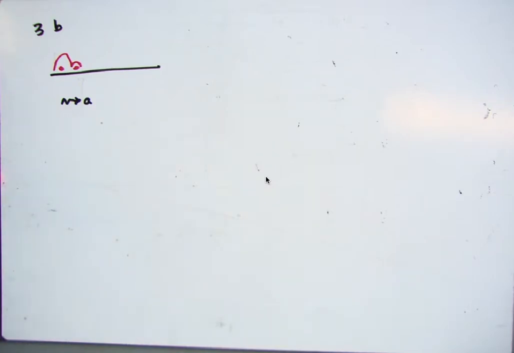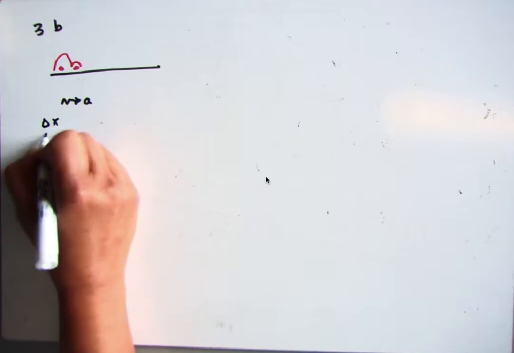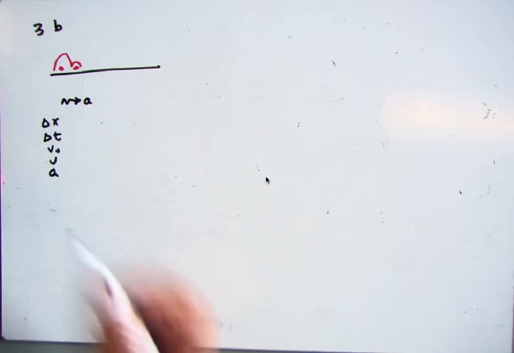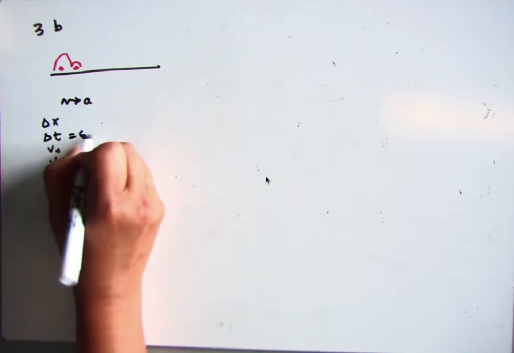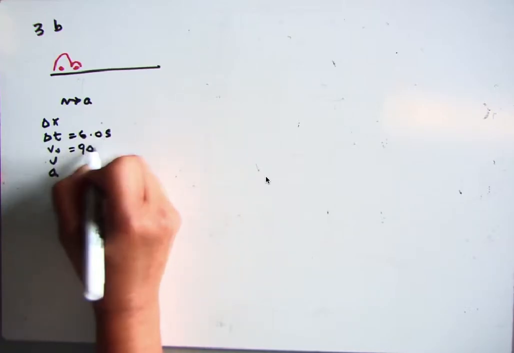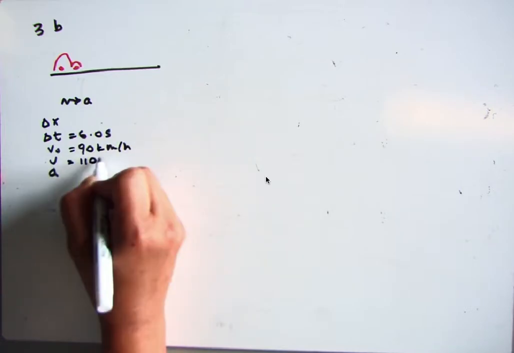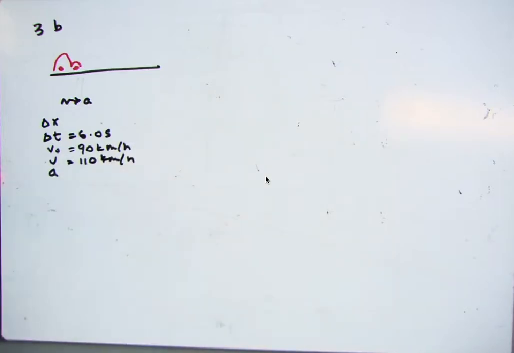So for 3B, the road is level, but the car is accelerating, and it's got to pass another car. So in the acceleration, it's going to be delta x, delta t, v naught. We get all this information, right? We know that it takes 6 seconds to pass this car, and it's going from 90 kilometers per hour to 110 kilometers per hour. Again, we have to convert those to meters per second.